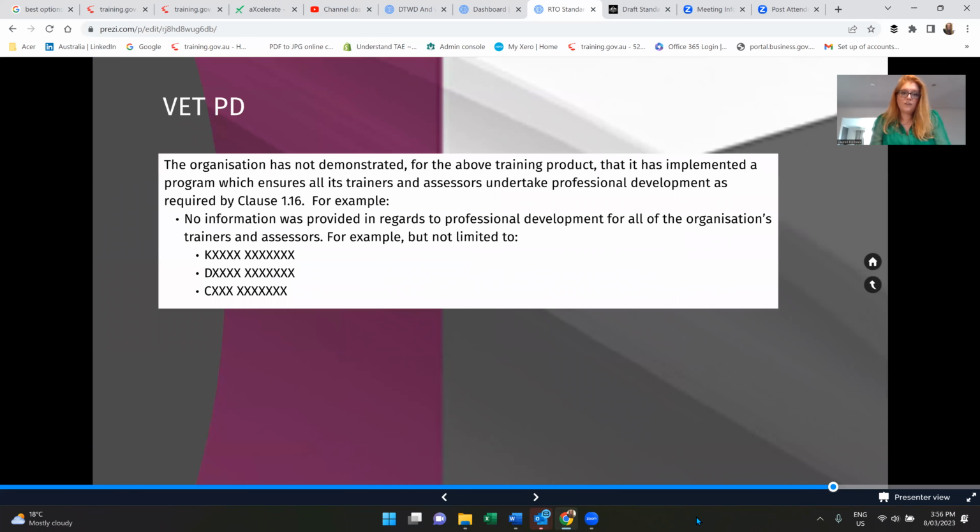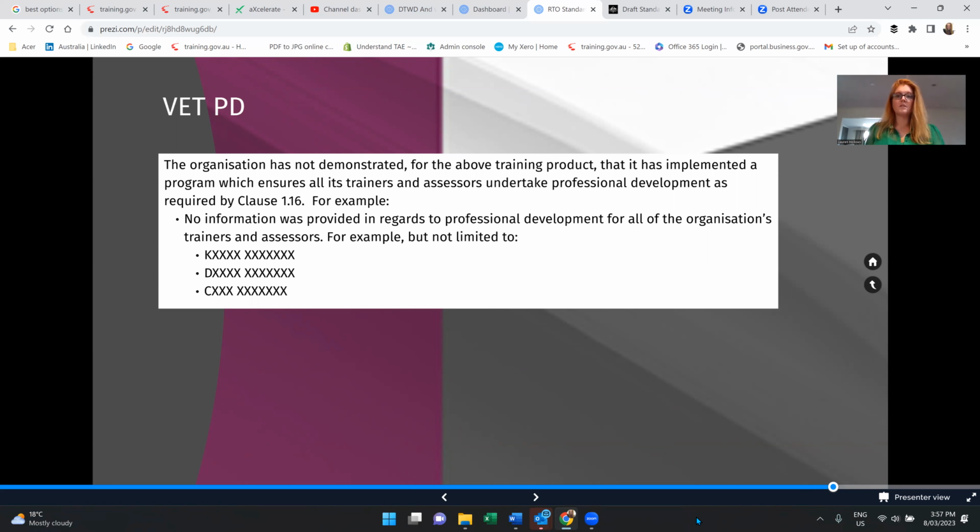Okay, the organization has not demonstrated for the above training product that it has implemented a program that allows all trainers to undertake professional development. Again, please don't just put it in your trainer contracts and say, you as the trainer are responsible for managing your own professional development.